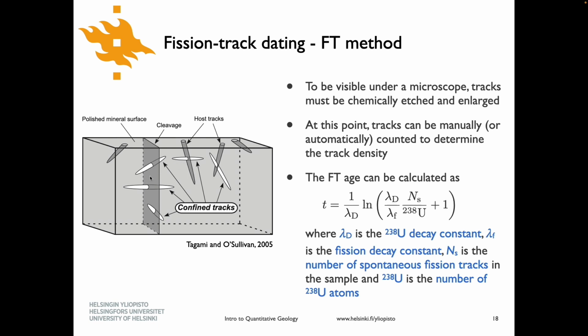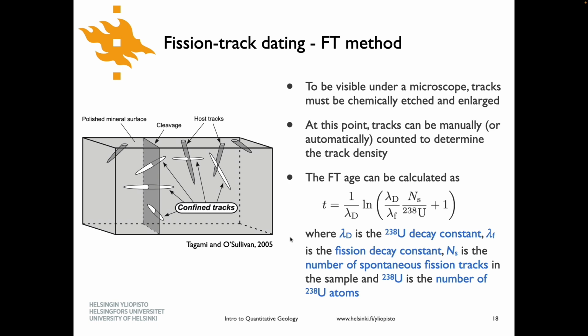And these are the ones that you normally want to count, these confined tracks, because if you have one that hits the surface somewhere, you can't measure its length because part of it is not there. So typically what you're measuring are these confined tracks that are inside the crystal, and those then allow you to measure the length of a track, which can be useful as well.